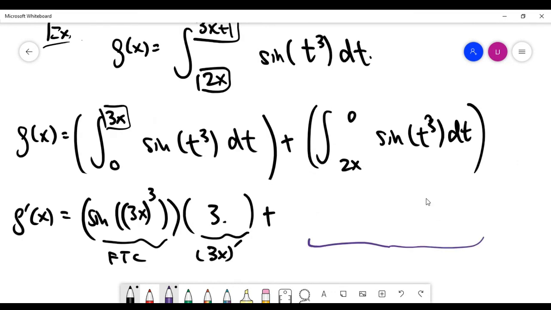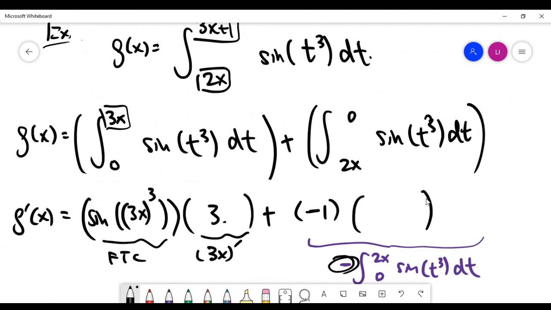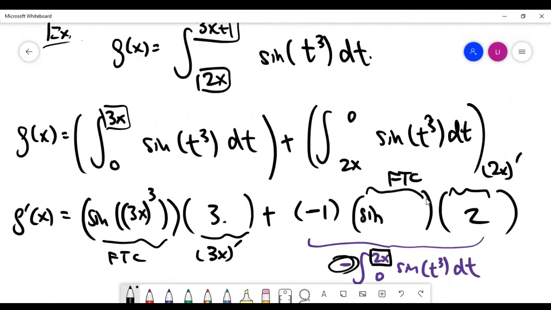For the second term, the lower limit is the function of x instead of the upper one, so we need to do a swap, similar to what we have done in a previous example. After swapping, we keep the minus sign in front. And once again, there are two factors regarding the application of the chain rule. The second factor is the derivative of 2x, which is 2. For the first factor, you need to use the fundamental theorem of calculus, FTC, by looking at this function, but you need to replace t by 2x. And that's basically the answer to this problem.